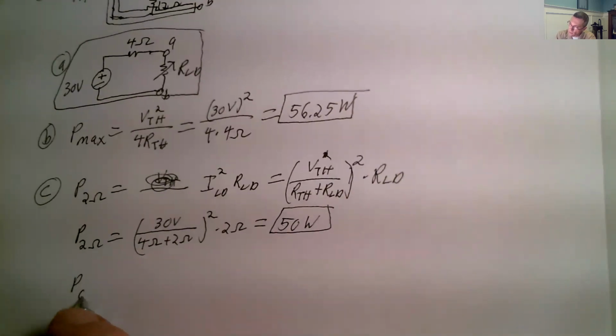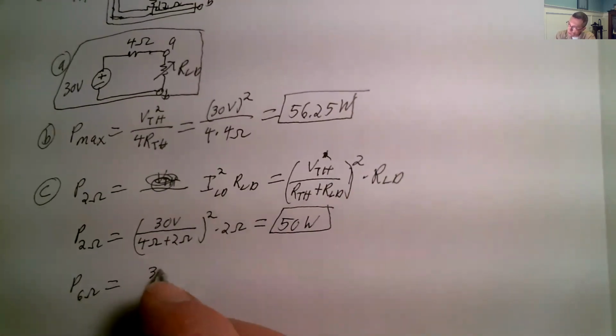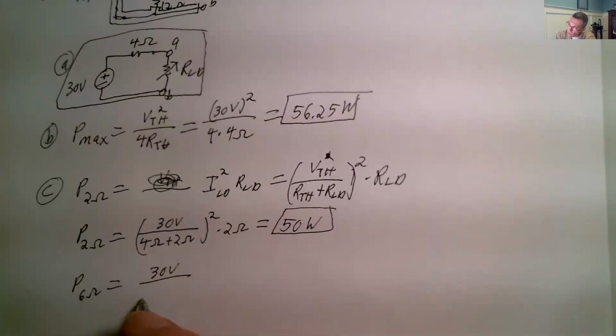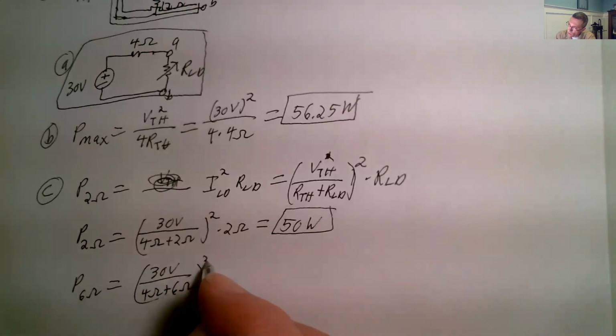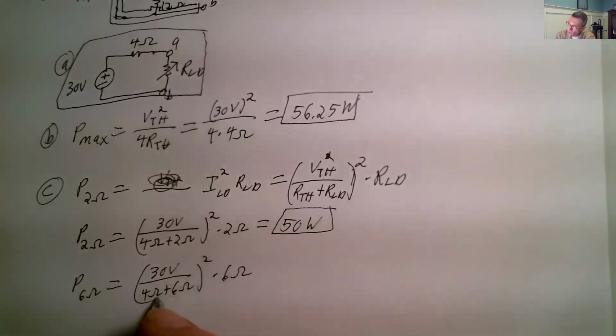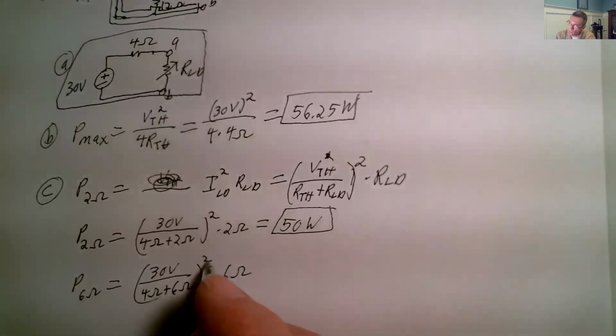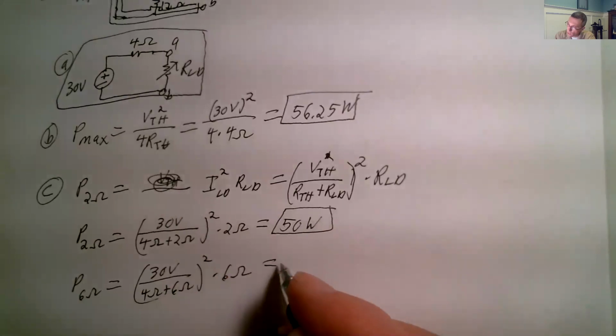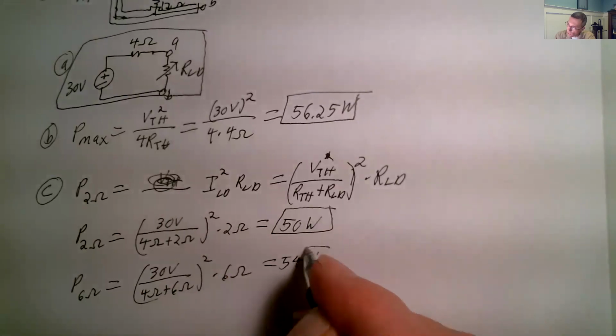Now P of the 6 ohms. That one is 30 volts divided by 4 ohms plus 6 ohms, squared, times 6 ohms, because our load is now 6 ohms. So 30 divided by 10 is 3. 3 squared is 9, and 9 times 6 gives us 54 watts.